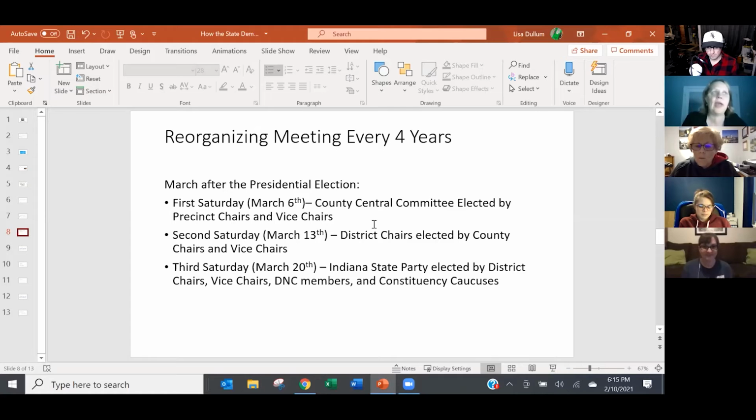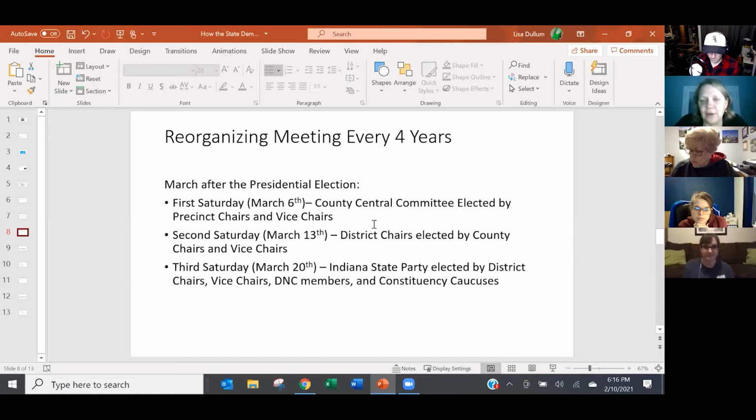So I wanted to have this meeting now because we're 1 month away from the reorganizing meeting, which happens every 4 years. So the March after a presidential election, the party reorganizes. On the first Saturday of March, the county central committee will be elected by the precinct chairs and the vice chairs. And they will serve a 4-year term.